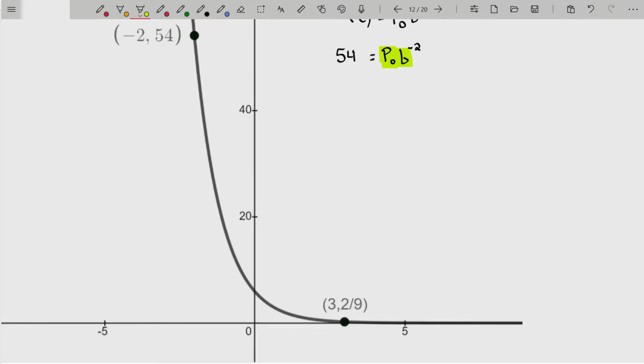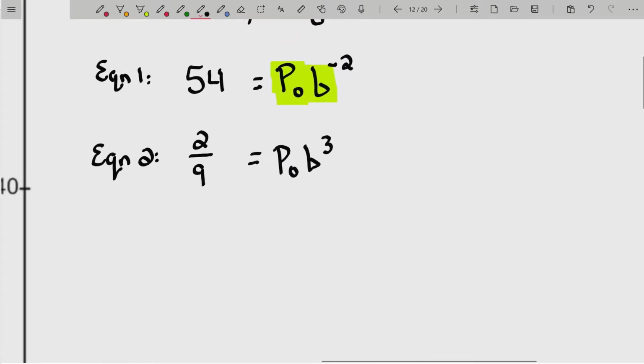However, I can build a second one by using that second point. I could say, well, the output is 2/9 when the input is 3. Now, if you don't mind, I'm going to call this equation 1, and I'll call this equation 2. And I'm going to do something maybe that you've never been taught. Some people like to solve these using the substitution method. You can't really use the elimination method here, but you can use the substitution method from your systems of equations prerequisite from Algebra 1 and then again in Algebra 2. But I'd like to showcase a way that's really cool.